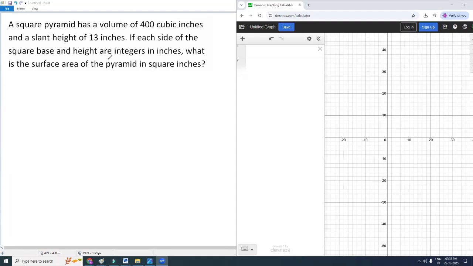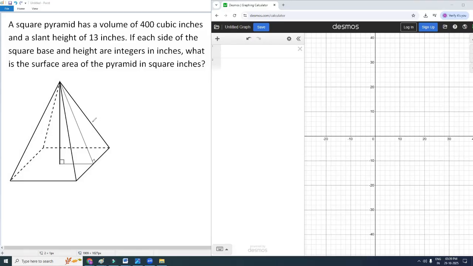Here we have a SAT math problem. Okay, let's go to the question. A square pyramid has a volume of 400 cubic inches and a slant height of 13 inches. If each side of the square base and height are integers in inches, what is the surface area of the pyramid in square inches?